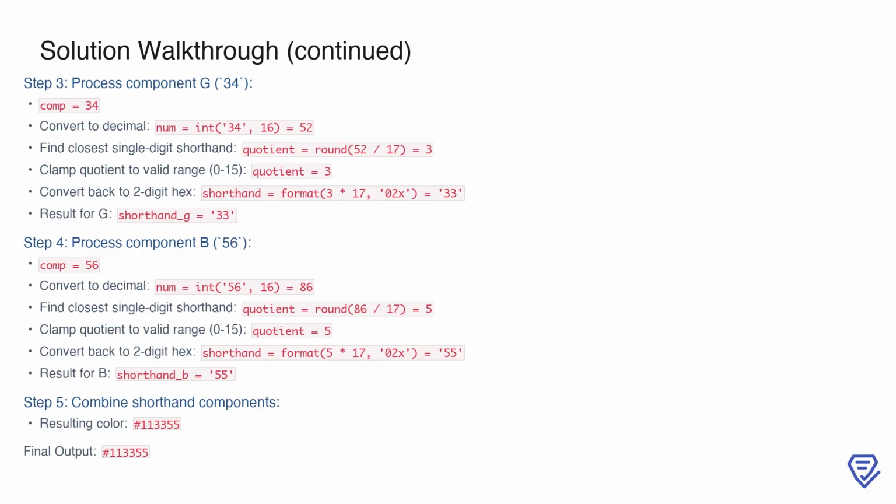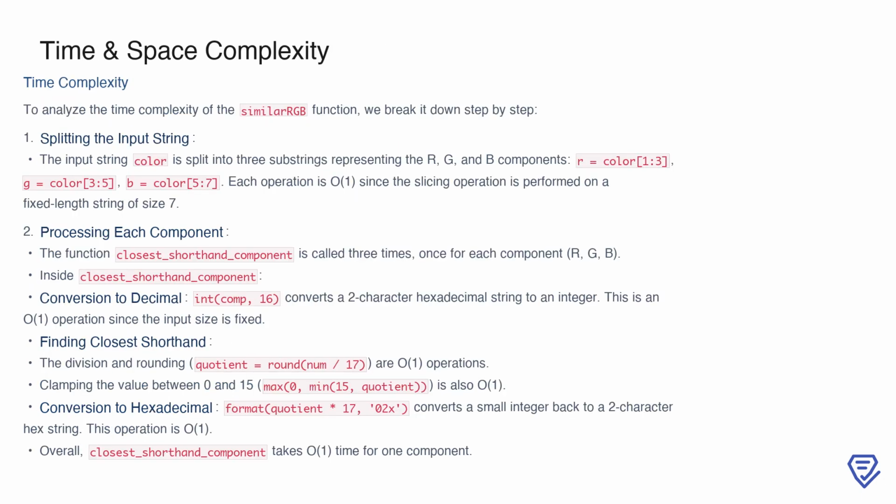Combining these shorthand values for red, green, and blue gives us the resulting color #113355. The final output for the third example is #113355. To determine the time complexity of the similarRGB function, we begin by analyzing its components step by step.